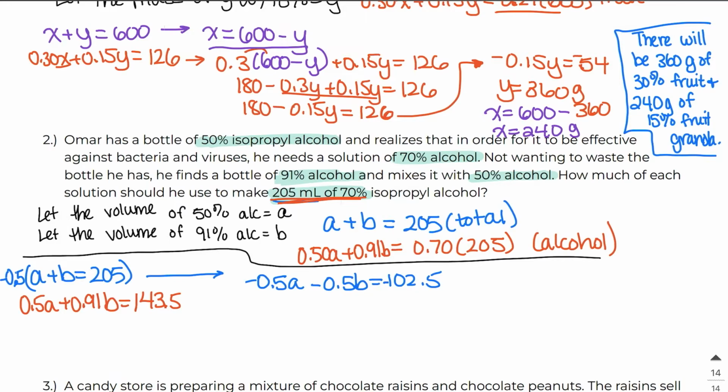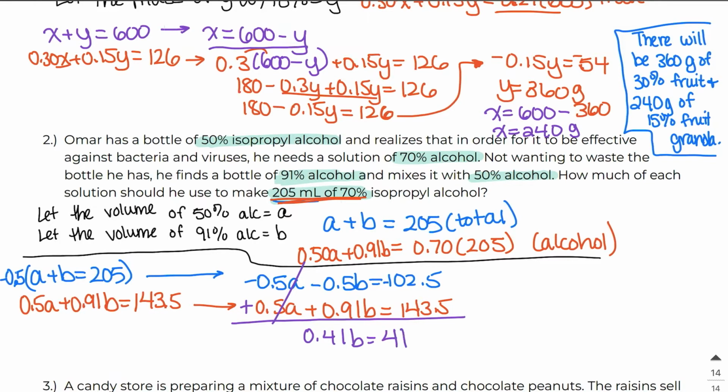And then I'm just going to copy the orange one down right here because now my coefficients will match up but be opposite signs, which means that the a's will be able to cancel. And then I can just add my two equations together. So when I add my equations together, the a's cancel. I get 0.41b, and here I end up getting 41. So then divide both sides by 0.41, and B is equal to 100 milliliters.